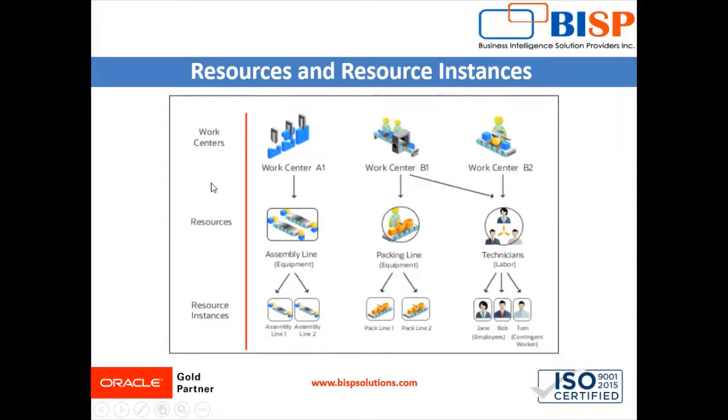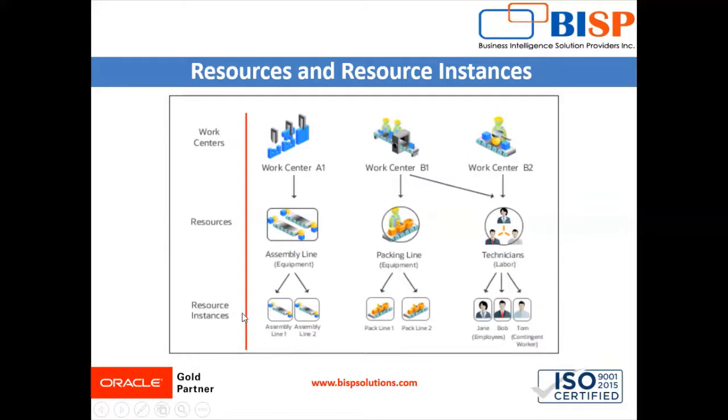You can see on the screen the manufacturing plant. Under the manufacturing plant, we have defined the work center, which is a specific production unit that consists of labor or equipment, and we have associated these resources to the work center. The resources are the equipment and the labor. The assembly lines and packing lines are equipment, and the technicians are labor.